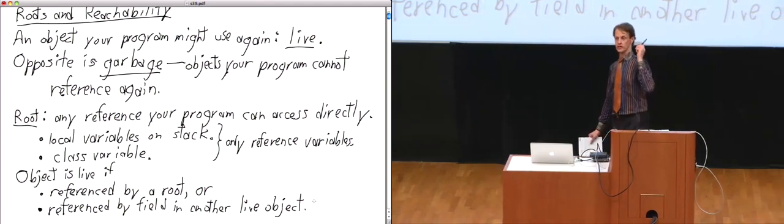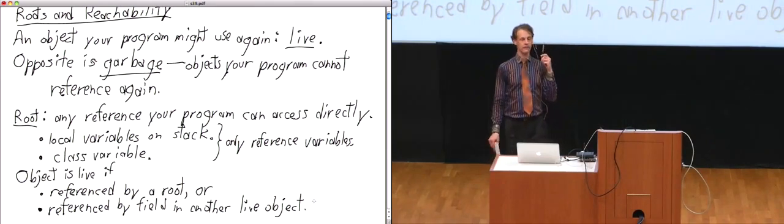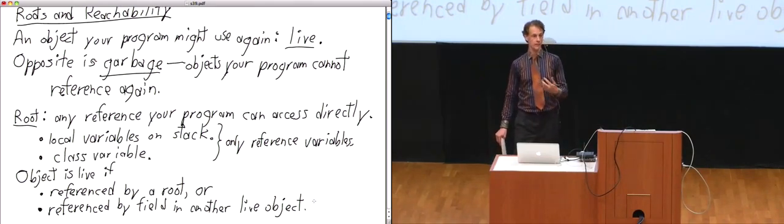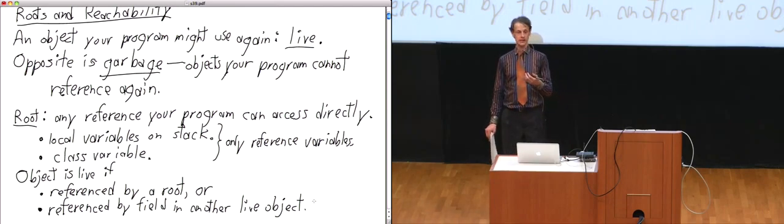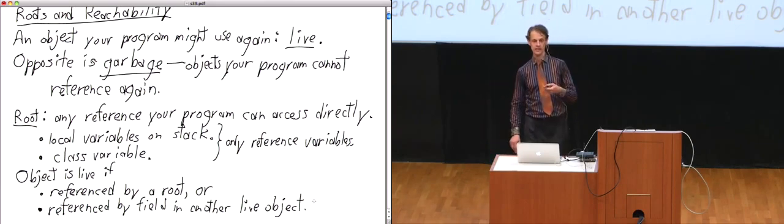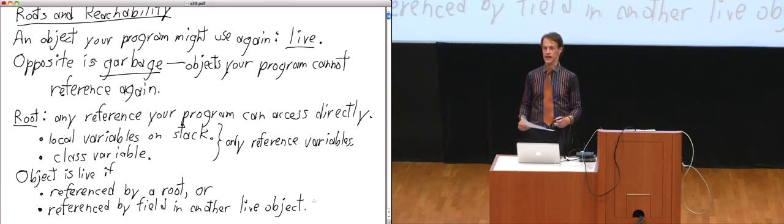So this definition is recursive. I say that an object is live if there's a live object pointing at it. So that means that the second list node in a list is live because the first list node points to it. And the third list node in a list is live because the second list node points to it. And all the way to the end of the list.